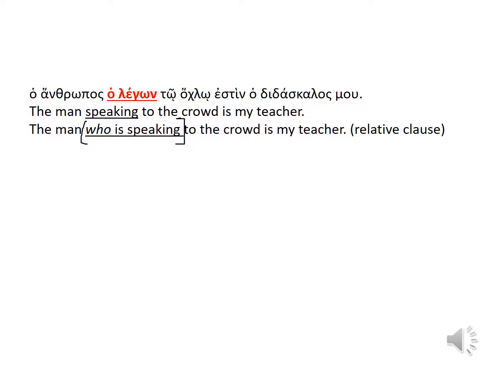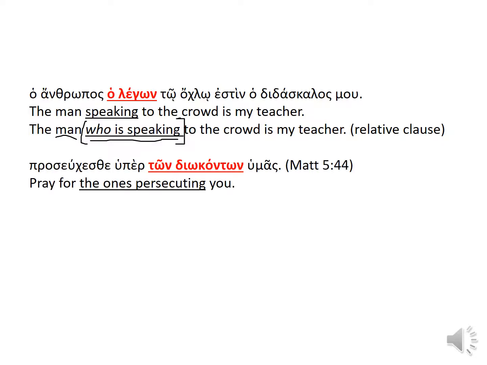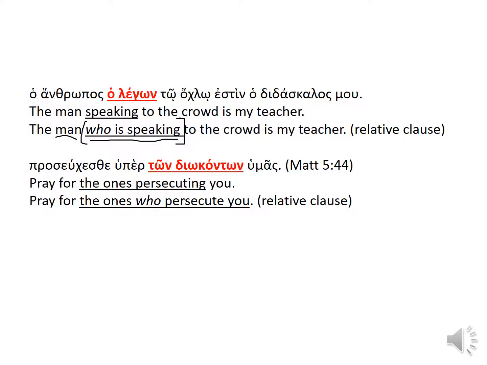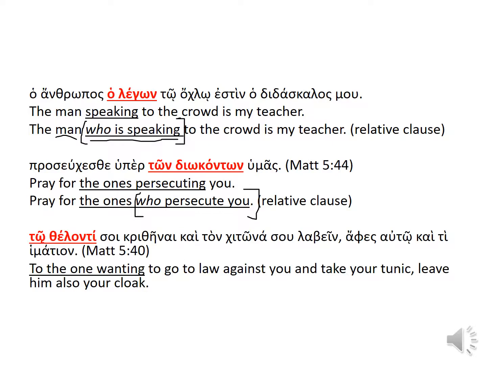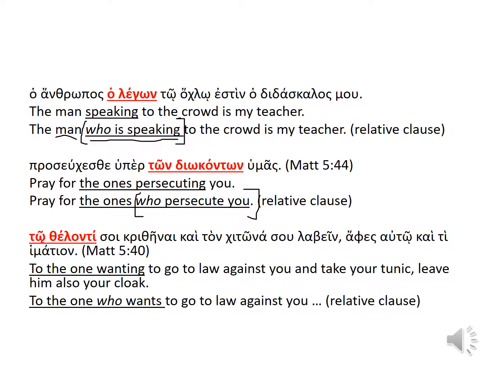Now notice, this is a completely legitimate alternative translation because a relative clause functions adjectivally with respect to the antecedent. So what kind of man or which man? The man who is speaking. So we still have a participle functioning like an adjective in our translation. Perfectly legitimate. Here, pray for the ones persecuting you. Again, you could convert this into a relative clause, and what would you say? Pray for the ones who persecute you. And there's our relative clause. And here, to the one wanting to go to law with you, instead you could say, to the one who wants to go to law with you.